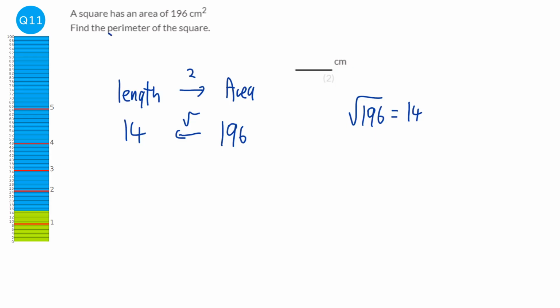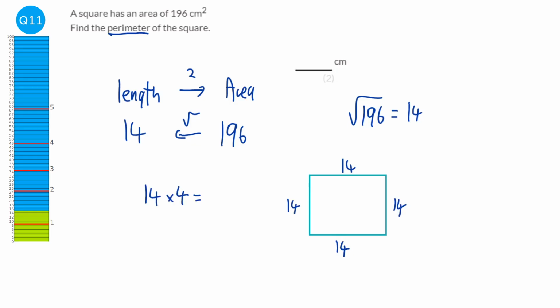So to work out what the perimeter is going to be, the distance around the square. If I draw a square out, we know that each of these lengths is 14. So it's just going to be 14 times 4, which will be 56.